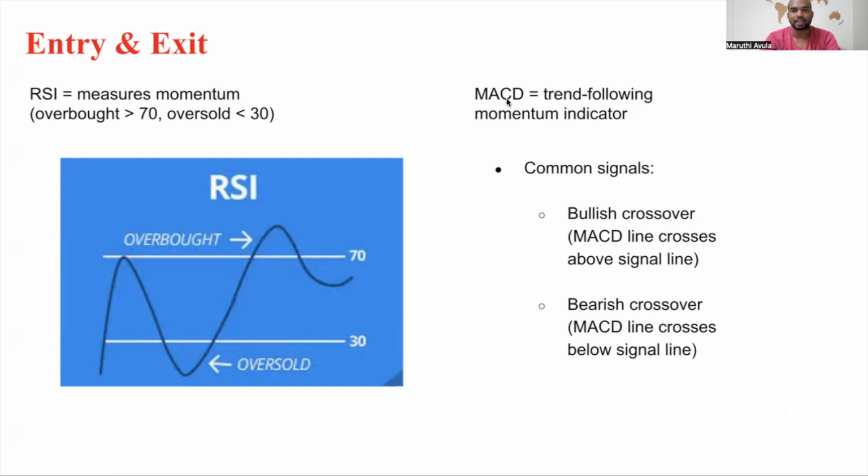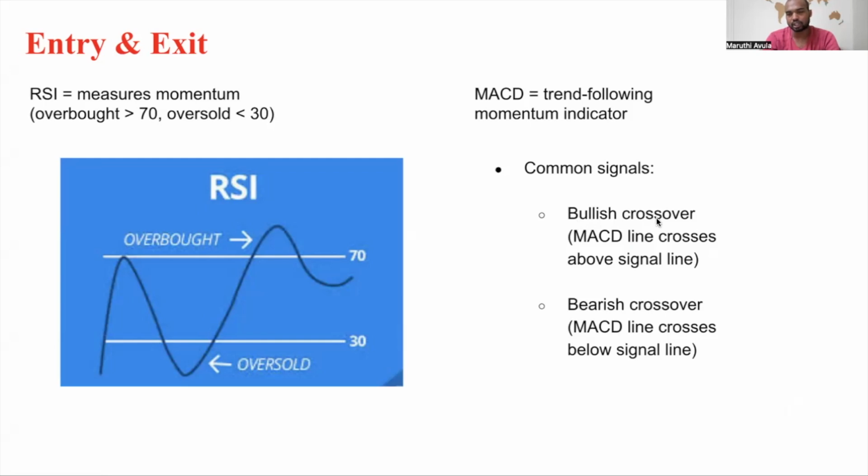What about MACD? This is a momentum indicator. Both are momentum indicators. How can we use RSI and MACD together to minimize the risk and to maximize the profit? For that, we need to understand what MACD is. So here in the MACD, we have two things we can understand.